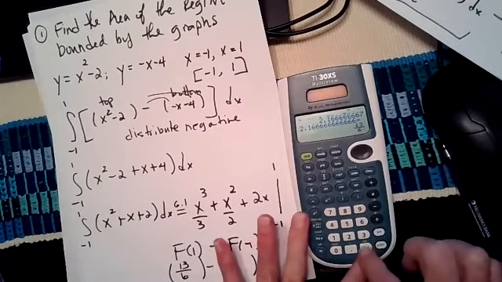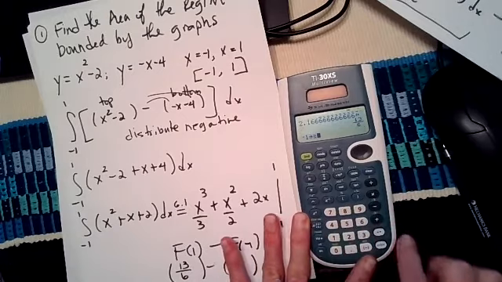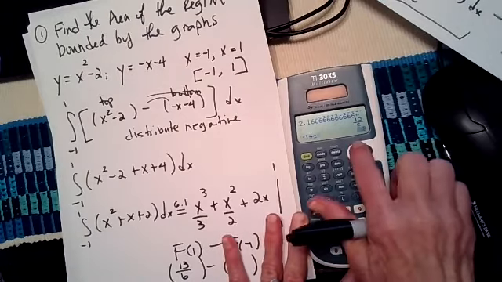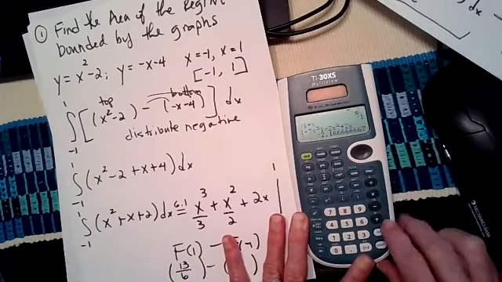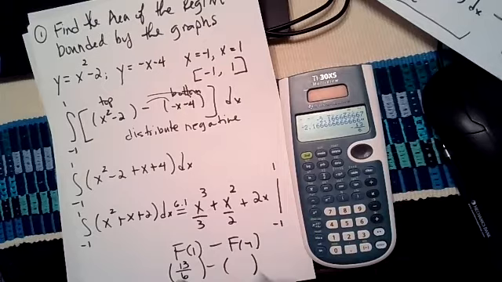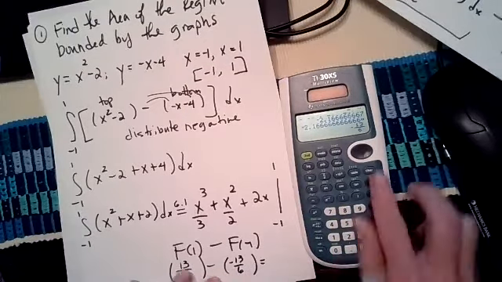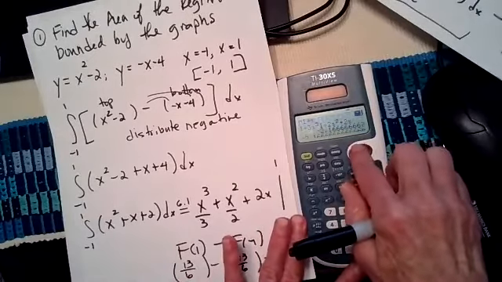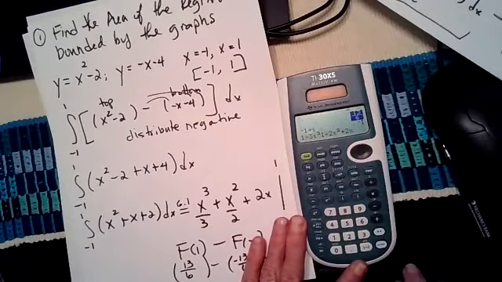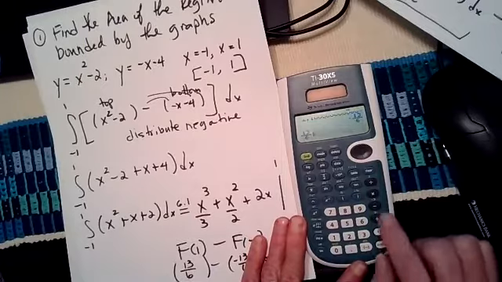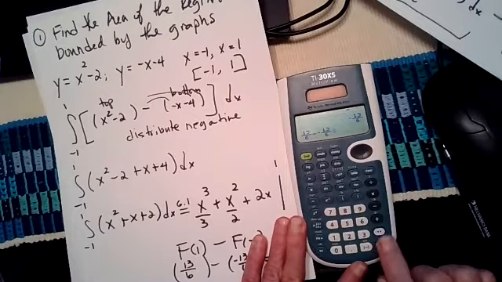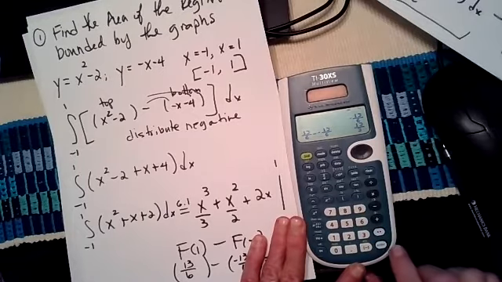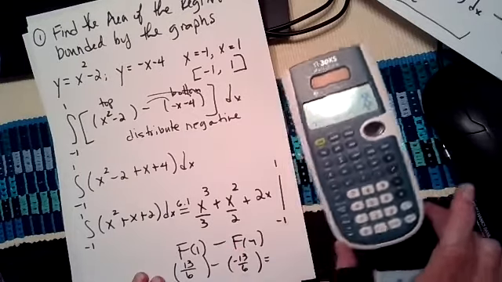And then I'll do my negative 1, store for x, and enter, and go up and highlight my antiderivative and get negative 13 over 6. And then I highlight the 13 over 6, enter, minus, go up and highlight the negative 13 over 6 and enter twice, and I get 13 over 3.